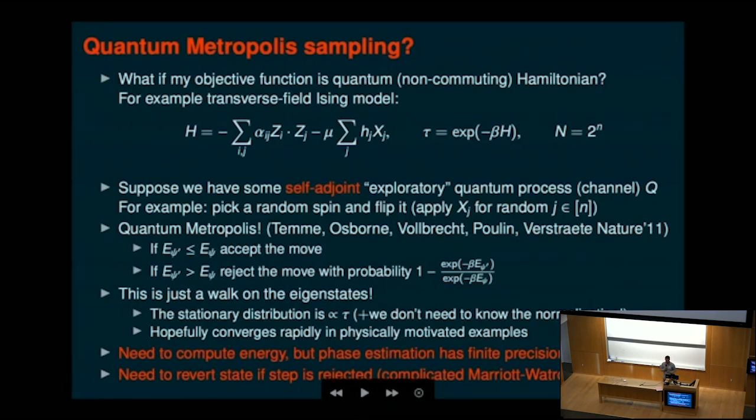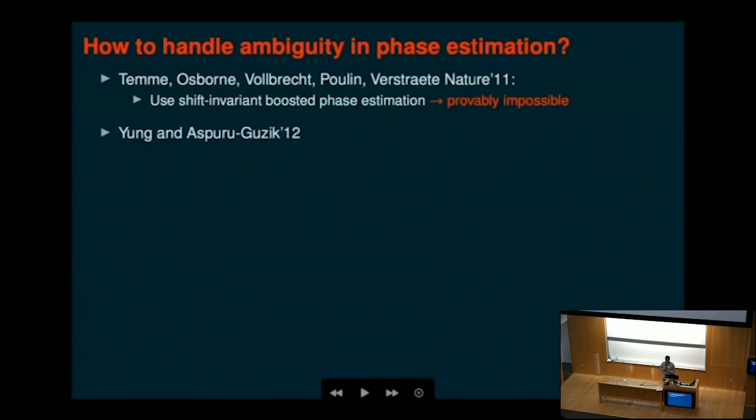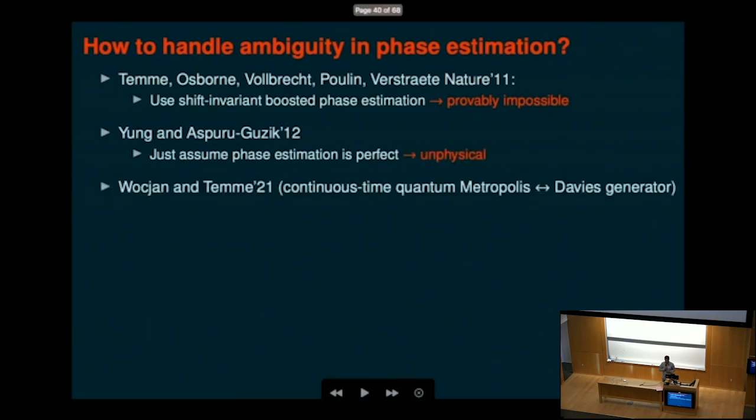Anyway, so there is a quantum Metropolis sampling proposed, but the key issue is this ambiguity and uncertainty in the energy estimation that arises. And the original solution used this Metropolis rewinding and some technically involved shift-invariant boosted phase estimation, which in the form they use it and need it in their analysis doesn't exist, unfortunately. And while there are other approaches that came up afterwards that just, for example, ignore this problem, which is of course unphysical, then there was a bit of a break in this line of research because this seemed to be a very tough problem to really fix.